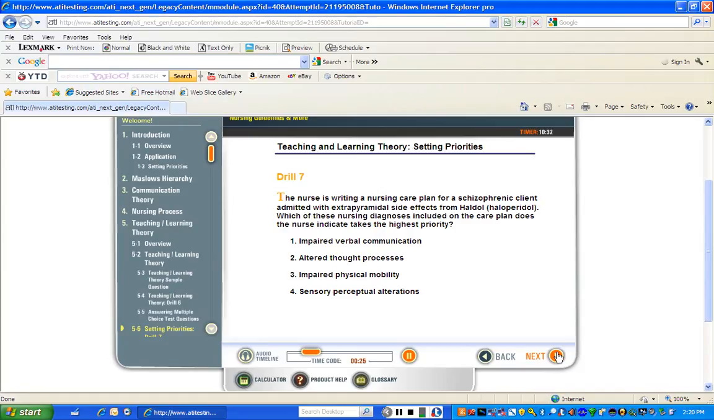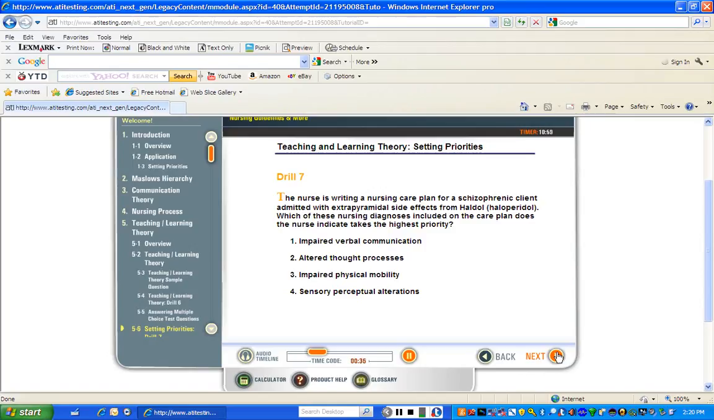Second, let's identify those critical elements. The key word is highest. The client is the client. The issue is the extrapyramidal side effects from Haldol. The stem of the question is a priority response stem. Now we can start to look at and eliminate those distractors.